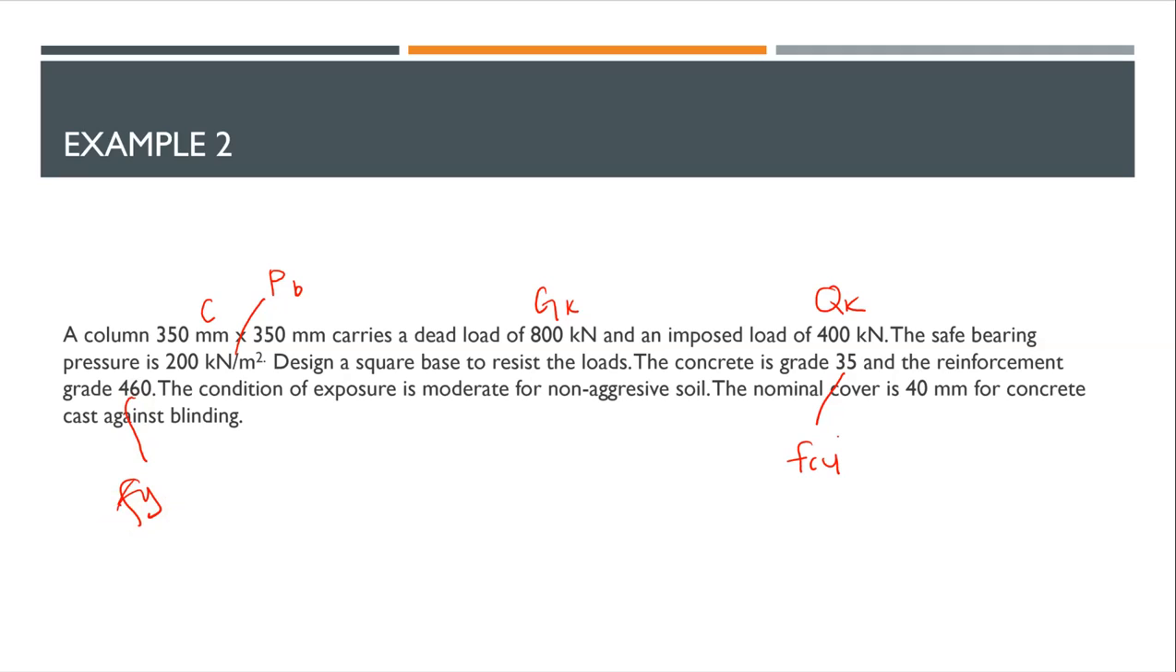The condition of exposure is moderate for non-aggressive soil. Nominal cover is 40 mm. Again, this is C, but referring to concrete cover. Cast against blinding. So nothing else given. So bila dah tak ada anything else given here, you are forced to assume. So kita akan assume throughout our design for this example.